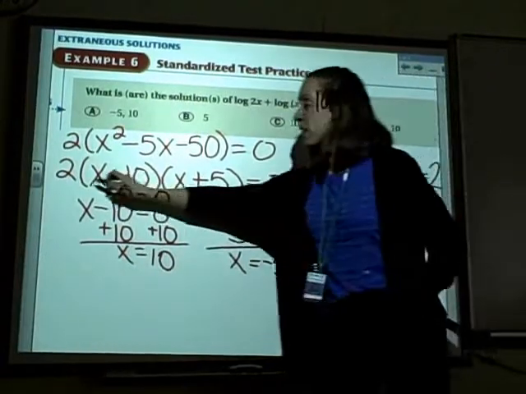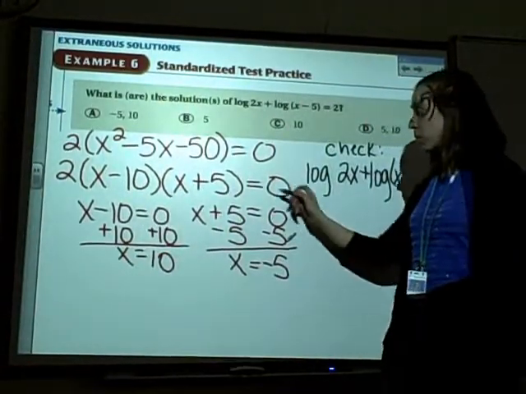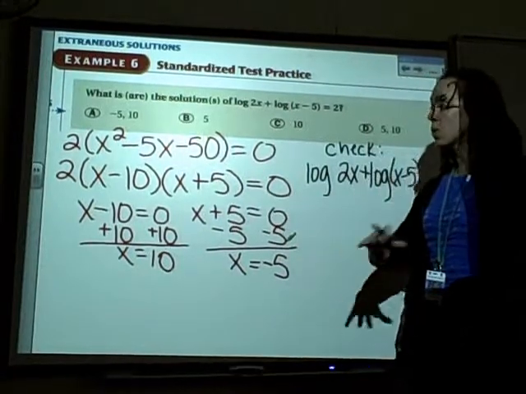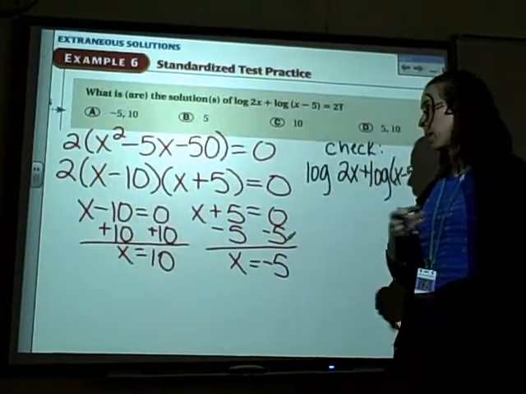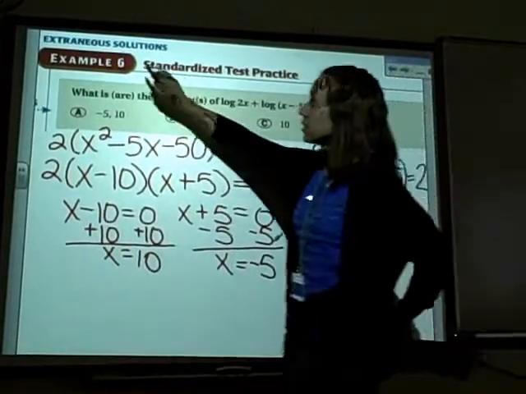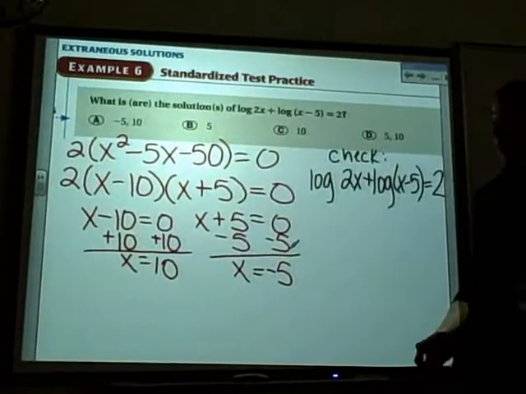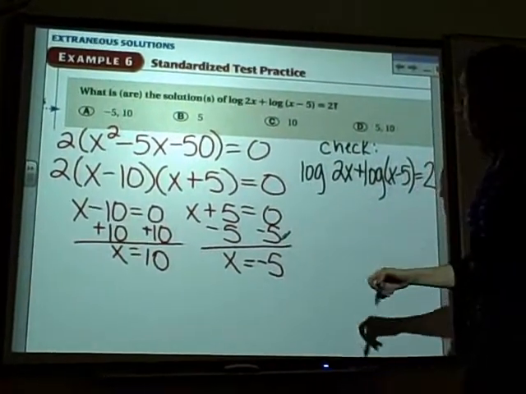Like I said, that 2 kind of just drops off the face of the earth there. If we were to divide both sides by 2, it would 0 out. So we don't care about 2. Now though, you guys see up here, it says extraneous solution. So we have to check that both of these work. Let's start with our 10.